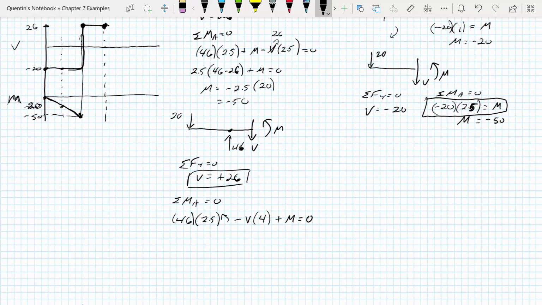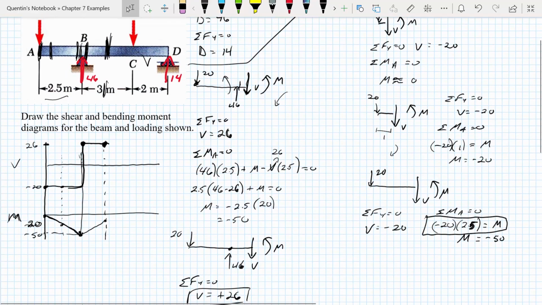And we know what V is. V is 26. So let's plug in some of those numbers. We have 46 times 2.5, and then 26 times 4, and take the difference between those two. So the moment at this point is equal to minus 11. Here it's come up to that point right there. Interesting enough, I can draw a line there.